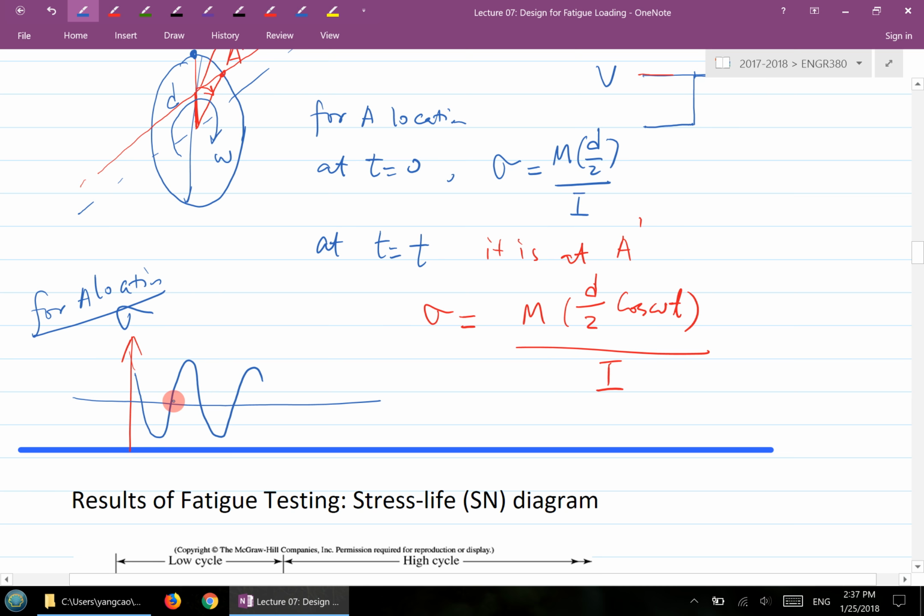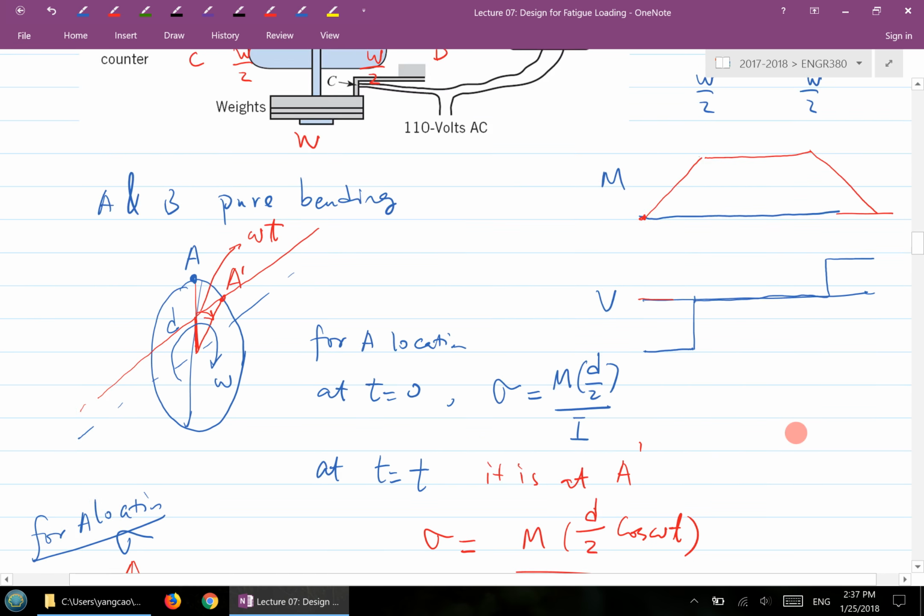So as you can see, at that A location, if you recall, what type of stress or what type of loading did we just refer to? This is called complete reverse loading, right? Completely reversed. So this is a completely reversed loading.